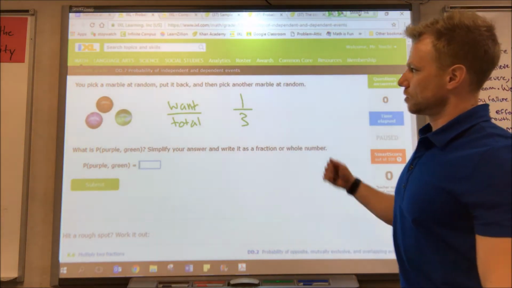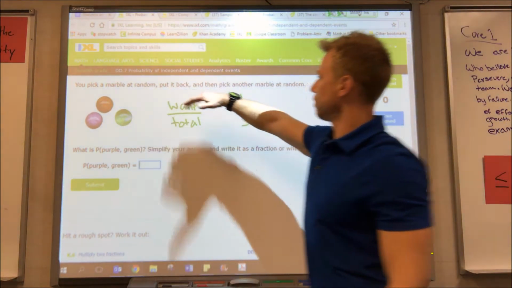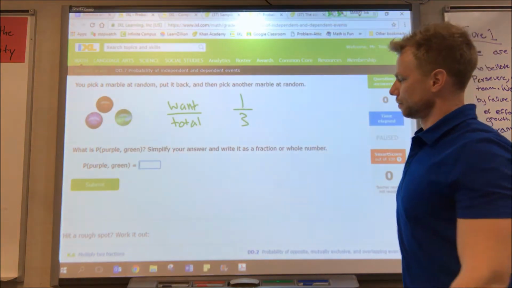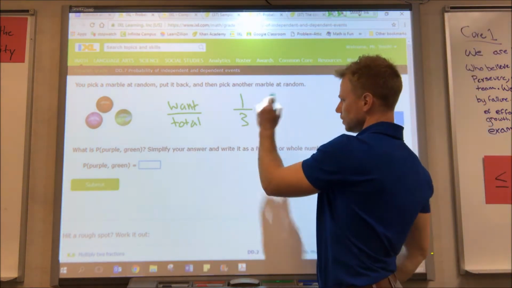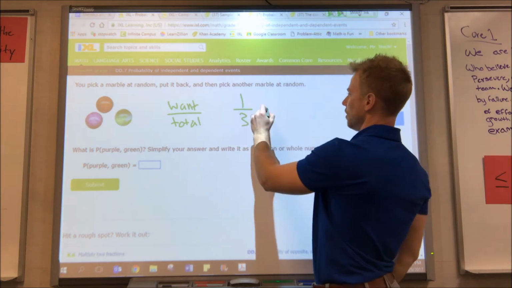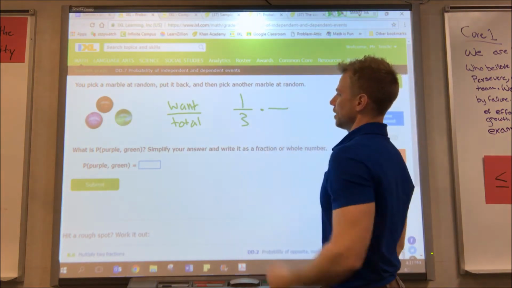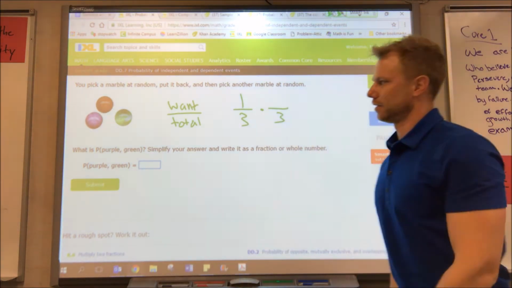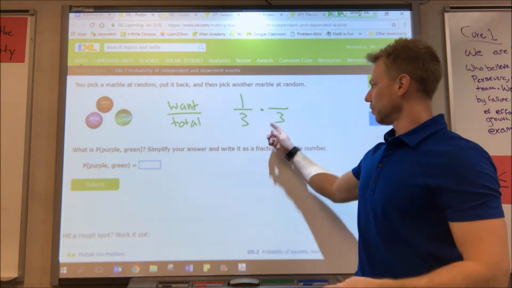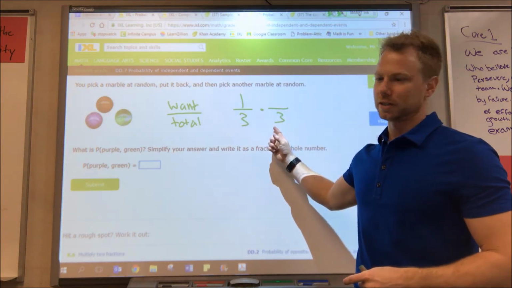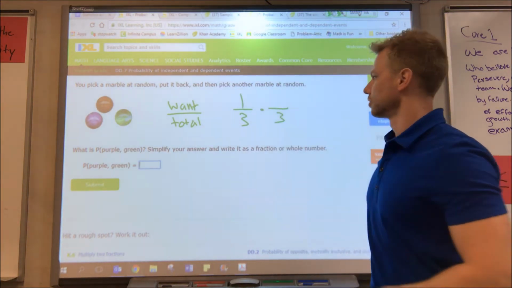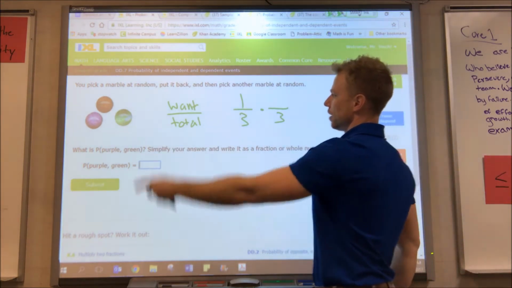And it says you pick a marble, you put it back, and then you pick another one. Okay? So that means I will still have 3 marbles the second time when I pick. If I would have kept the marble, I would have only 2 to choose from the second time. So that does make a big difference. But I put it back, so I still have 3.